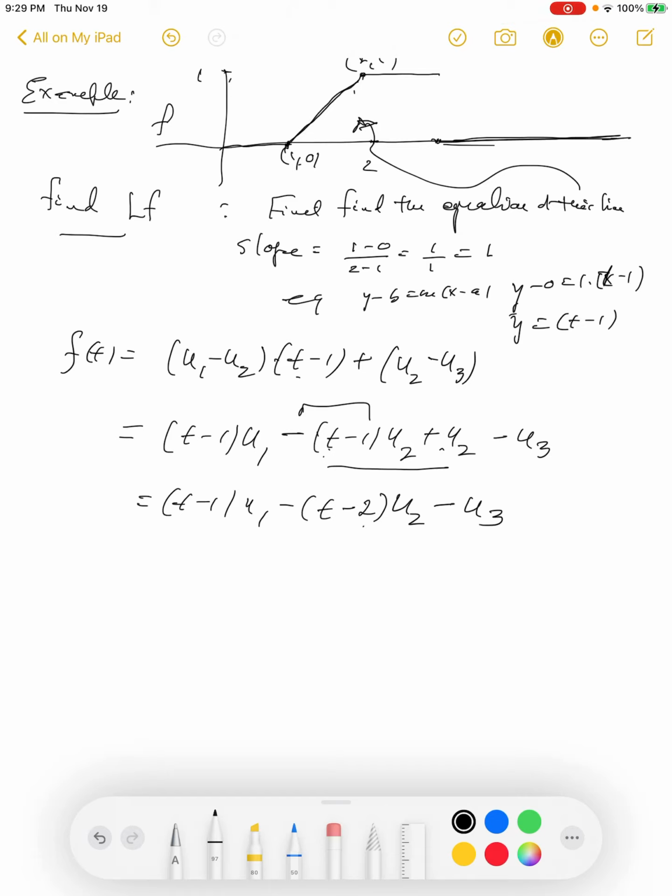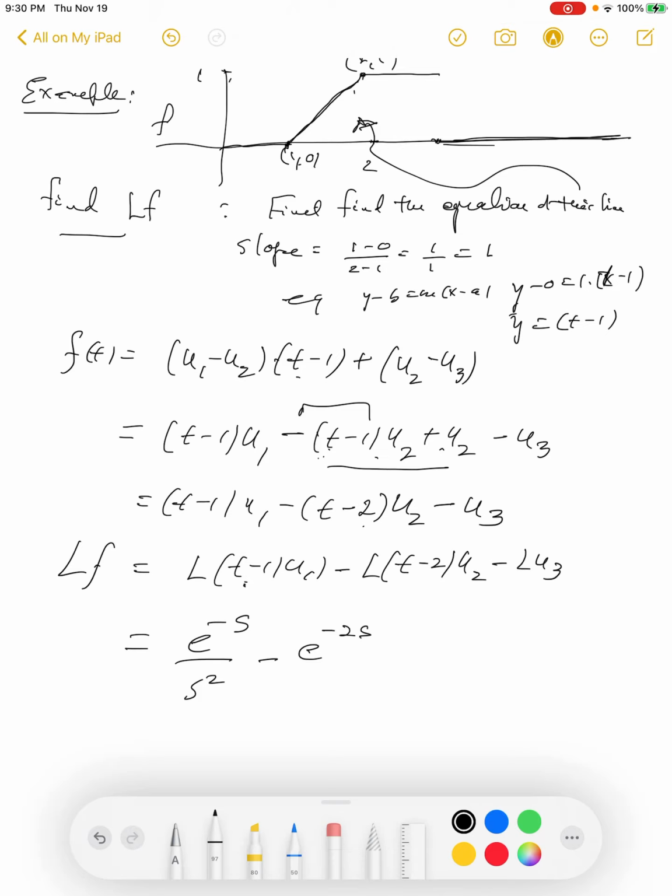So that's good, because we want this shift by minus 2. Otherwise you will have to do the adjustment. So we don't have to do the adjustment here. So now we can write L{f} very easily. So this is L{(t minus 1)u1} minus L{(t minus 2)u2} minus L{u3}. And you know the Laplace transform of f(t minus a)u_a is e to the minus as times the Laplace transform of f. Here your function is t, whose Laplace transform is 1 over s squared. So this will be e to the minus s by s squared. This will be e to the minus 2s by s squared. And this will be e to the minus 3s by s.